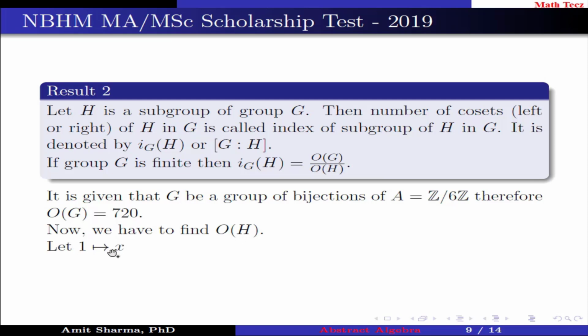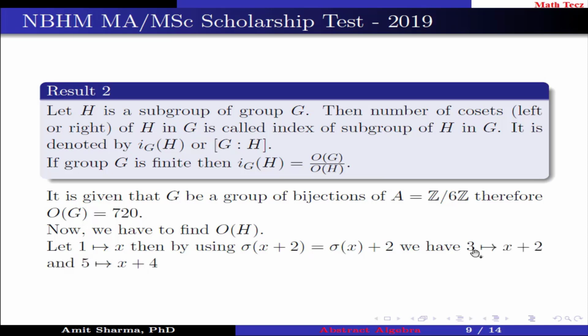Let 1 map to x. Then by using sigma(x+2) = sigma(x)+2, we have 3 map to x+2 and 5 map to x+4. By using these, we can find sigma(1), sigma(3) and sigma(5).